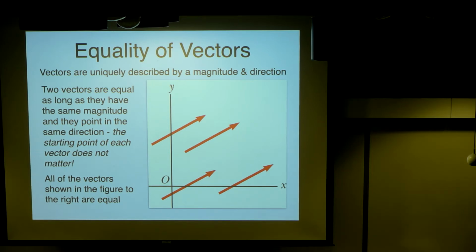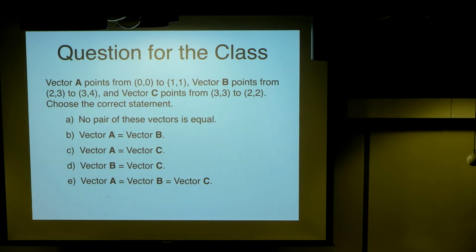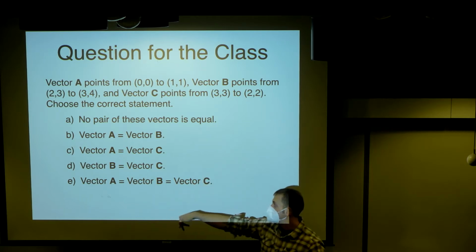So I'm going to give you a little exercise to do based on this idea, okay? So we have three vectors here. We have vector A, which points from 0, 0 to 1, 1 in the xy plane. Okay, so it starts at the point 0, 0, and then it ends at the point 1, 1. Vector B goes from the point 2, 3 to 3, 4 in the xy plane. And then vector C goes from the point 3, 3 to 2, 2.